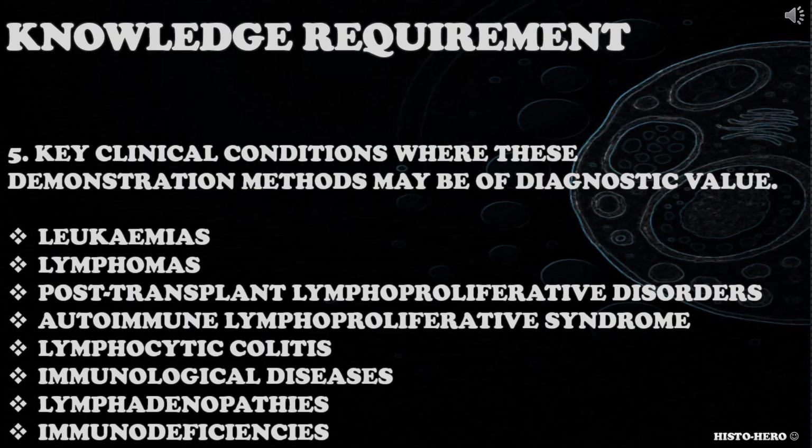The fifth knowledge requirement is key clinical conditions where these demonstration methods may be of diagnostic value. Candidate needs to have the knowledge and understanding about diseases that could be diagnosed by using lymphoid markers. You could ask the candidate to name the clinical conditions that can be detected by lymphoid markers, to explain the diagnostic value of those markers, to explain their role in a panel.